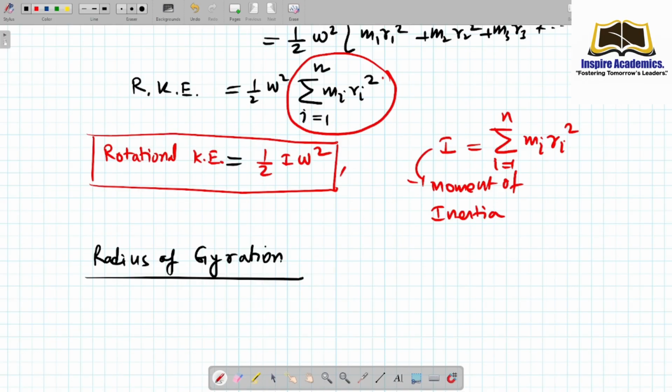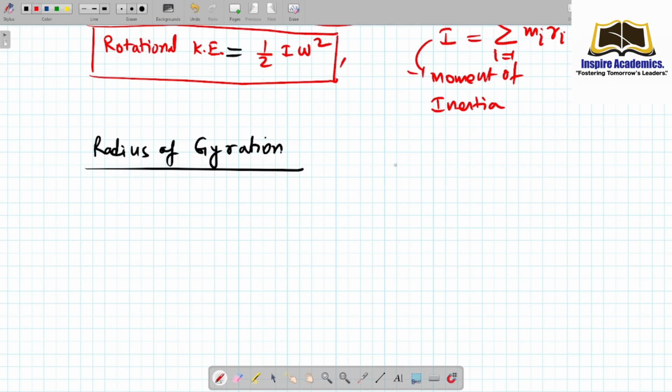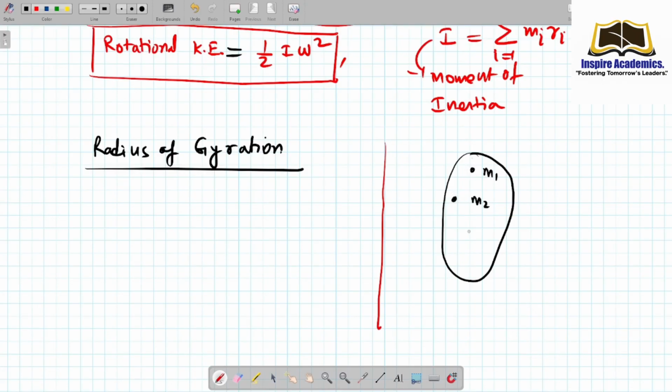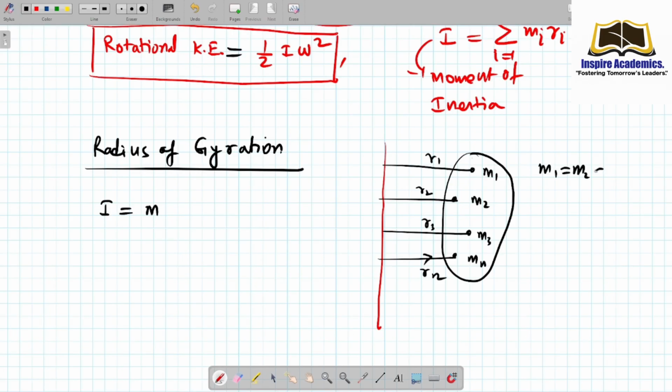So fundamentally, suppose we are rotating any body about a particular axis. Let us say here is my body and here these are particles m1, m2, m3 and then mn, with many more particles in between, and their perpendicular distances are r1, r2, r3 and rn. Okay, so obviously, as I told you, my I is the sum of m r square. Now I am assuming that each particle has the same mass: m1 equal to m2 equal to mn equal to m. All particles have the same mass.